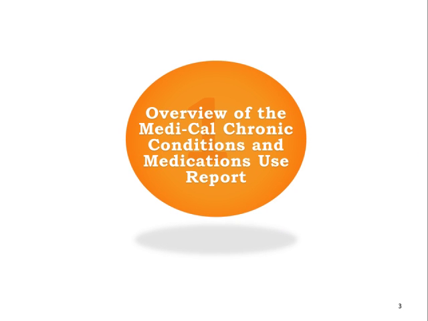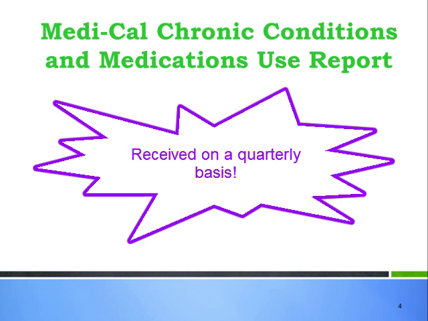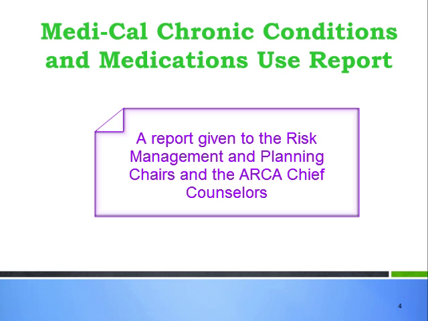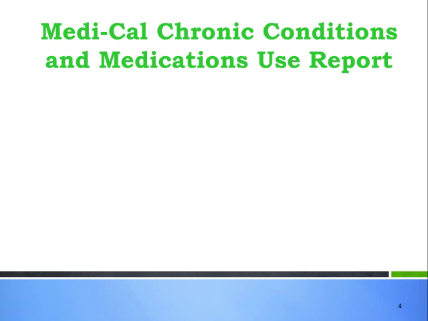And now, we'll begin with an overview of the Medi-Cal Chronic Conditions and Medications Used Report. The report is provided to each regional center on a quarterly basis. The report has two parts. The first part is a Word document that will be disseminated to the Risk Management and Planning Committee Chair and the ARCA Chief Counselors at each regional center, and they can disseminate the report to other individuals at their discretion.